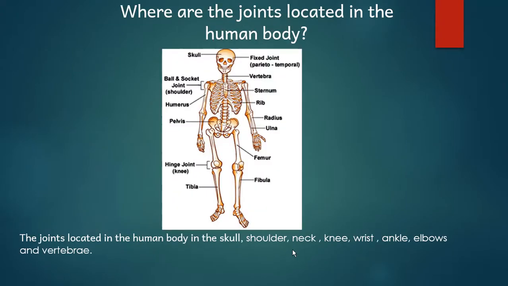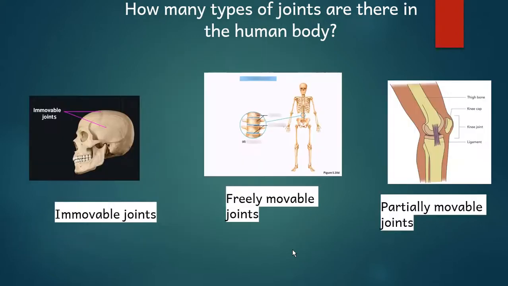It is said that human joints are present in the skull, shoulder, knee, wrist, neck, ankle, elbows and vertebrae, that is, in the vertebral column. The 33 different small bones present in your vertebral column also have joints. Let's see what are the different types of joints present.